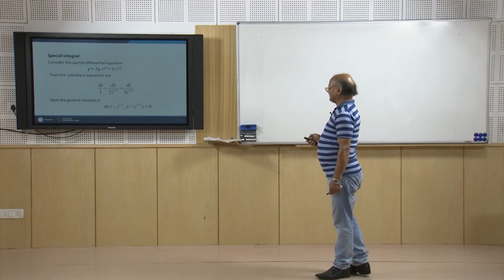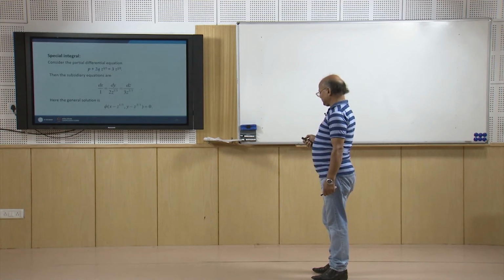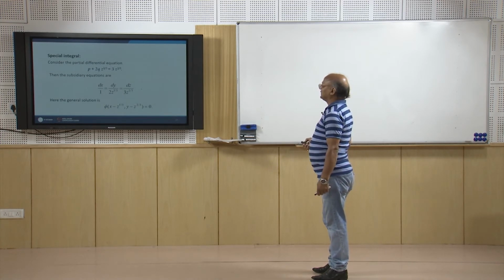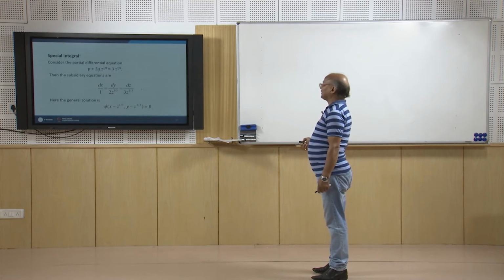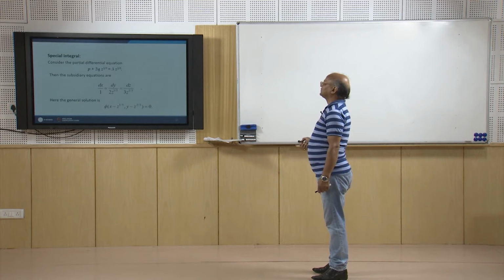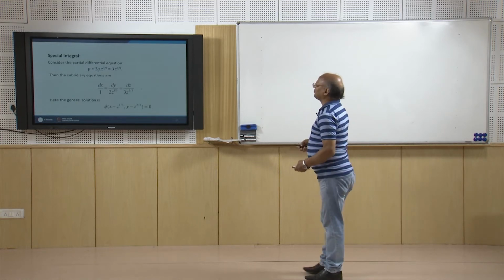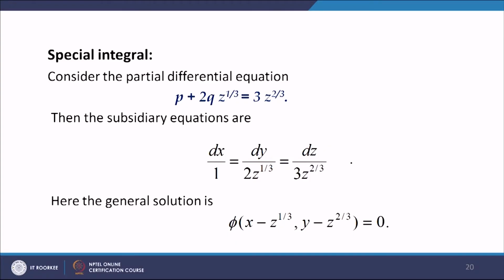Now we are considering a special type of Lagrange linear equation, where we shall see that some solutions are not actually obtained from the general integral. Such solutions are called special integrals. For example, let us consider the partial differential equation p plus 2q z to the power 1 by 3 equal to 3 z to the power 2 by 3.